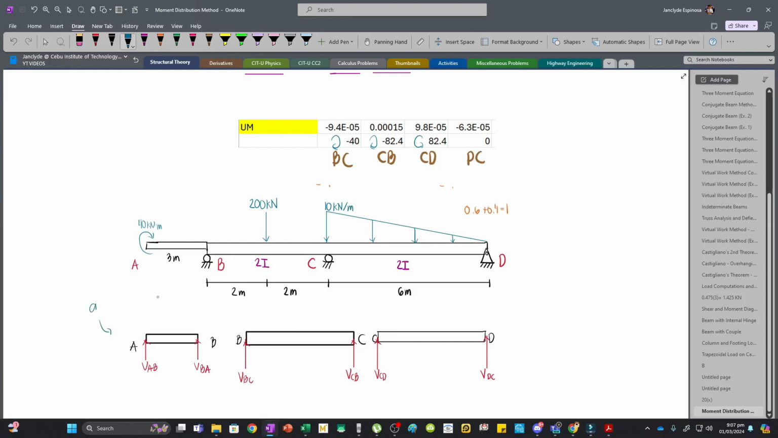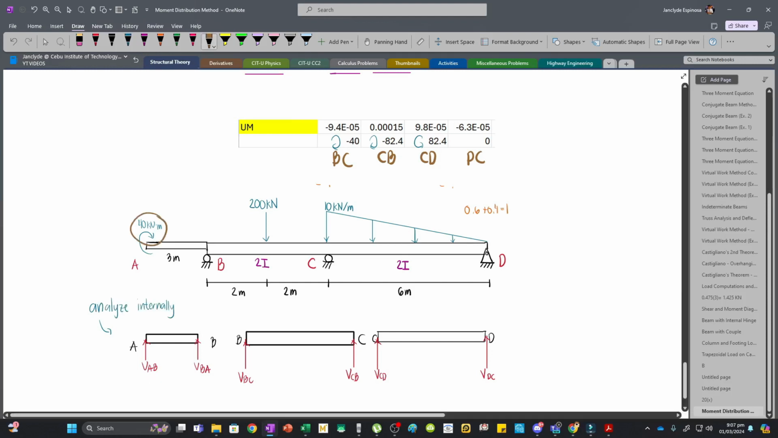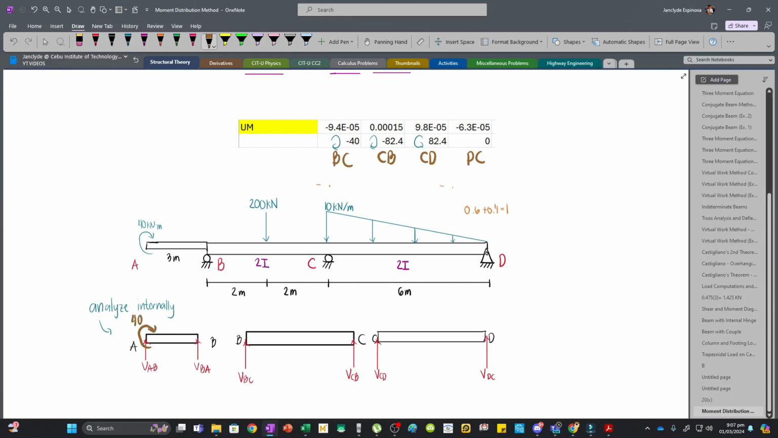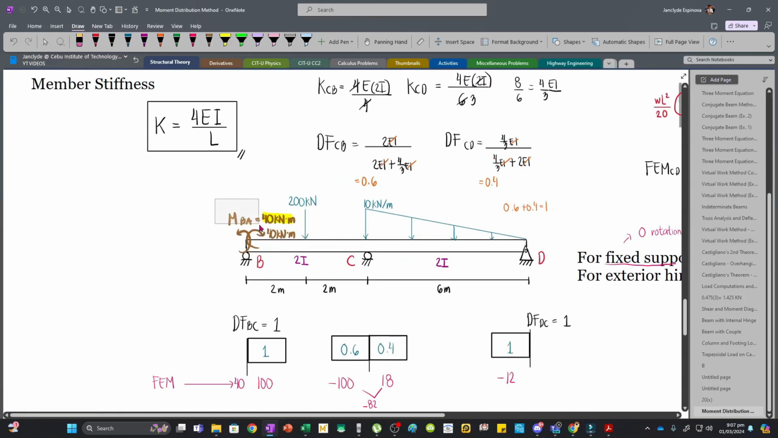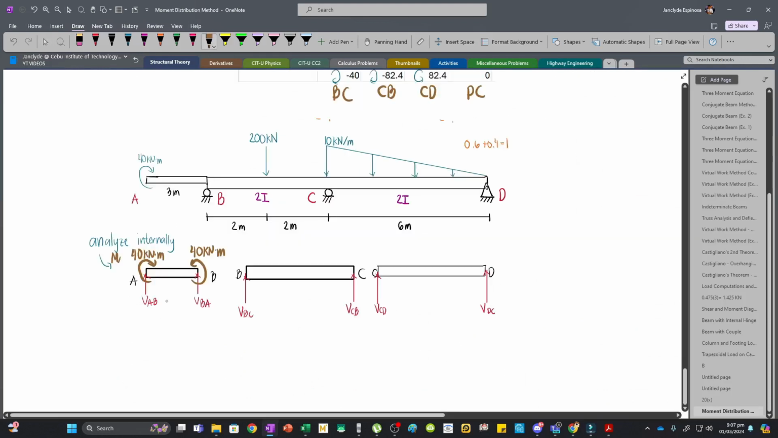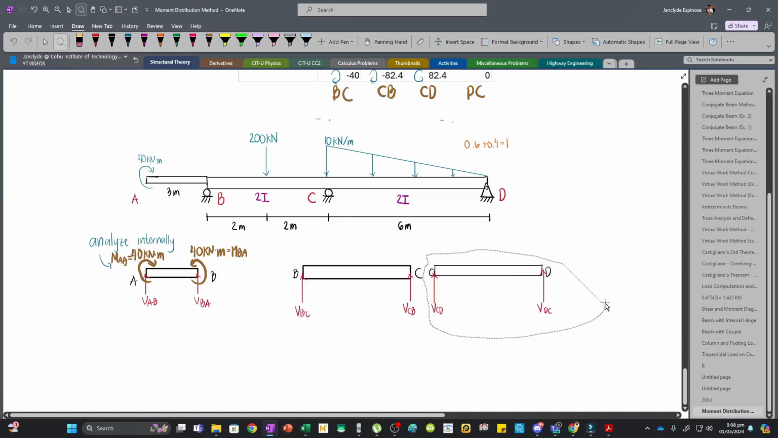And so, analyze internally. So, diba, dito sa AB, we have a moment of 40 kNm. So, this is 40 kNm. And then to resist this one, at B, we need to have a reactive moment, which is MBA. Now, this is just the same with this one, MBA. So, this is MAB, and this is MBA. Now, let's just move this, and then let's space this one.